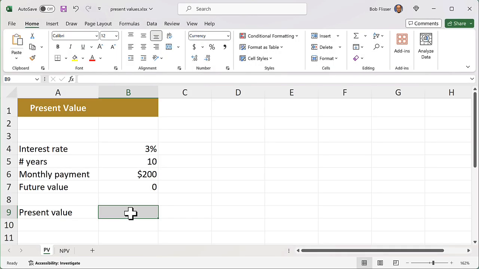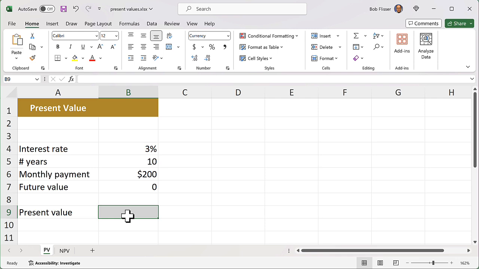I'll start off with a straightforward present value calculation because that's more simple. On this sheet, we're evaluating an investment that will generate $200 every month for 10 years. We expect an interest rate of 3% a year, and at the end of those 10 years, sadly, the income stream stops, so the future value is zero. What we want to know is what should we expect to pay for this today so we get that sweet, sweet income stream later. That's our PV.